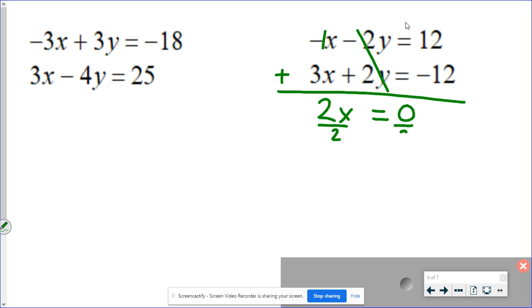This problem I'm choosing to do because I have a feeling that some people might look at this and say, oh, it's a no solution. But it's not. X is just 0. Variables can be equal to 0. They can be equal to positive, negative, or 0.